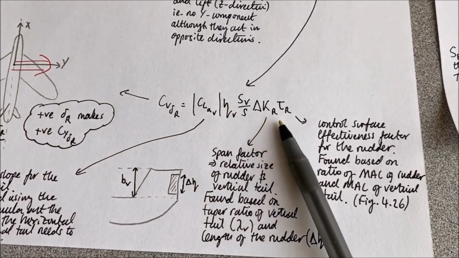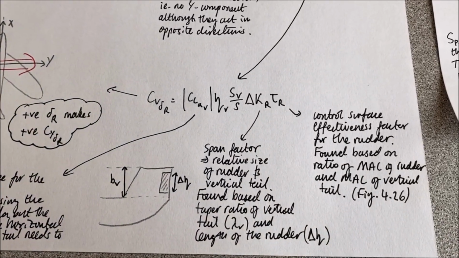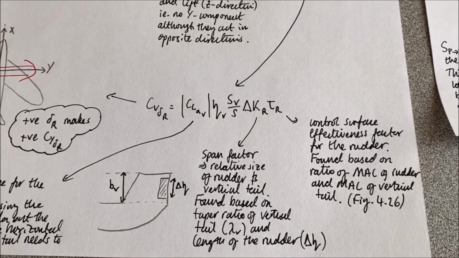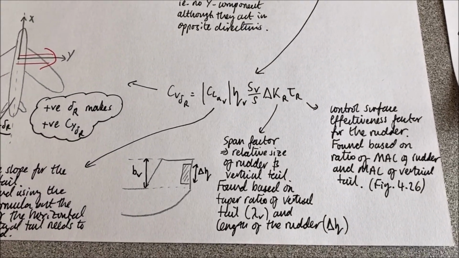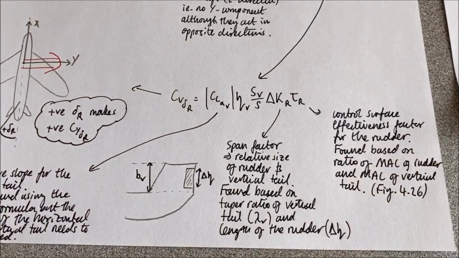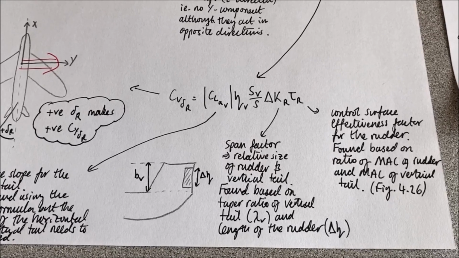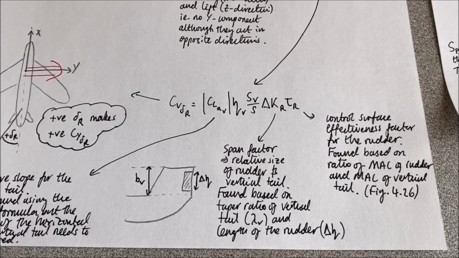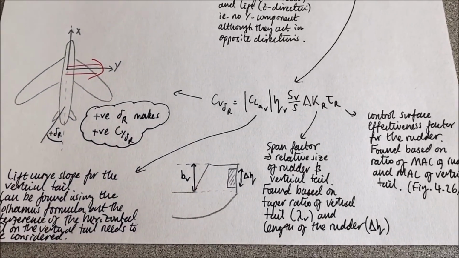First of all, tau r is called the control surface effectiveness factor for the rudder. We've seen a control surface effectiveness factor for the elevator previously, and this is found based on the ratio of the mean aerodynamic chord of the rudder and the mean aerodynamic chord of the vertical tail. You can see how you calculate that in figure 4.261 in the textbook.